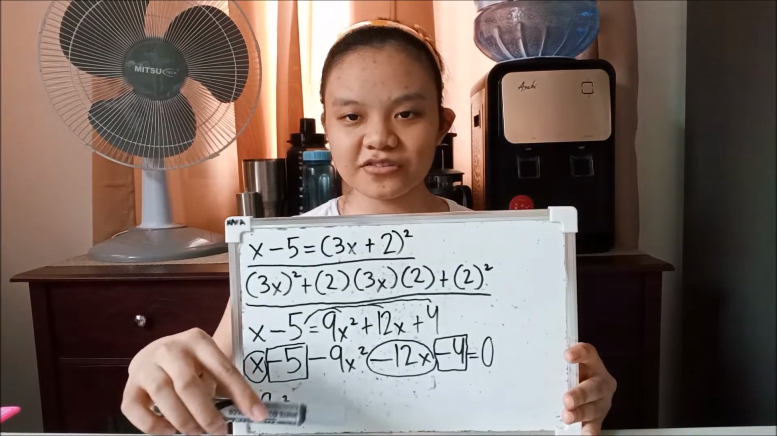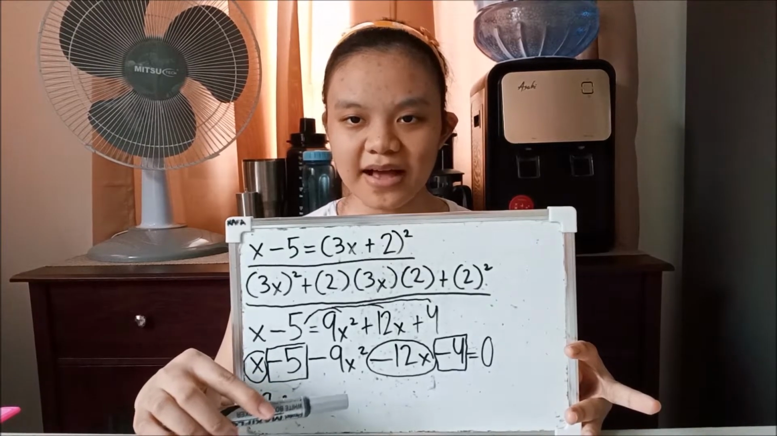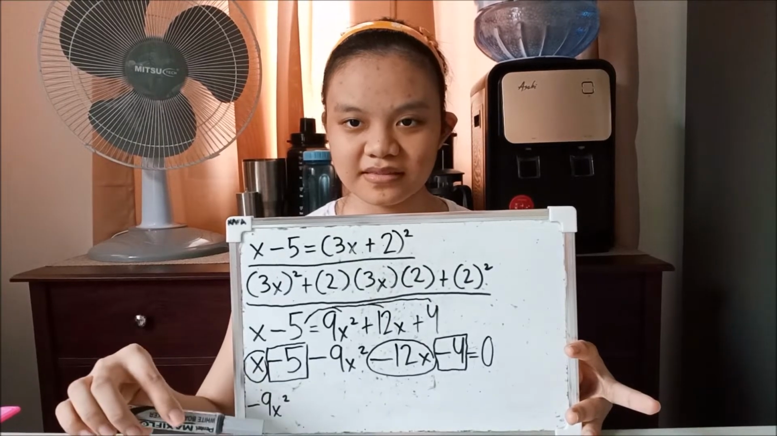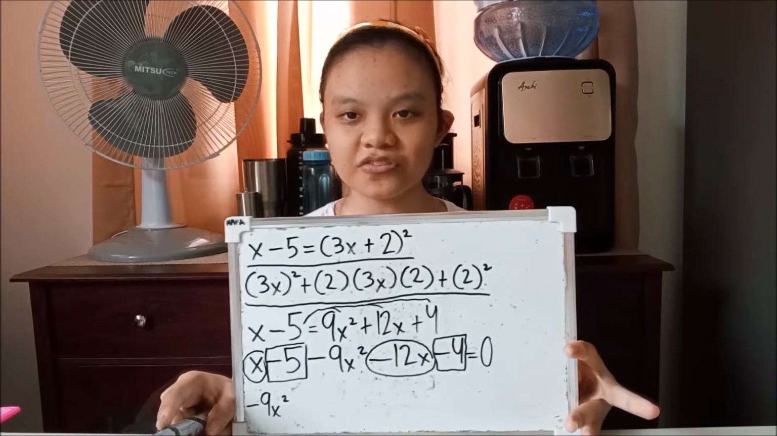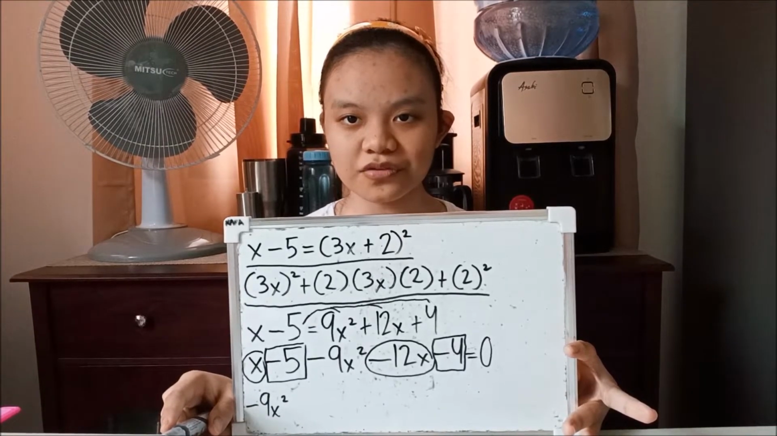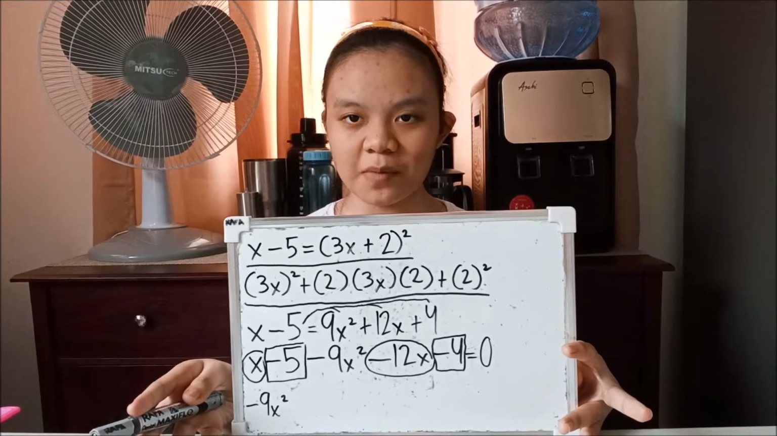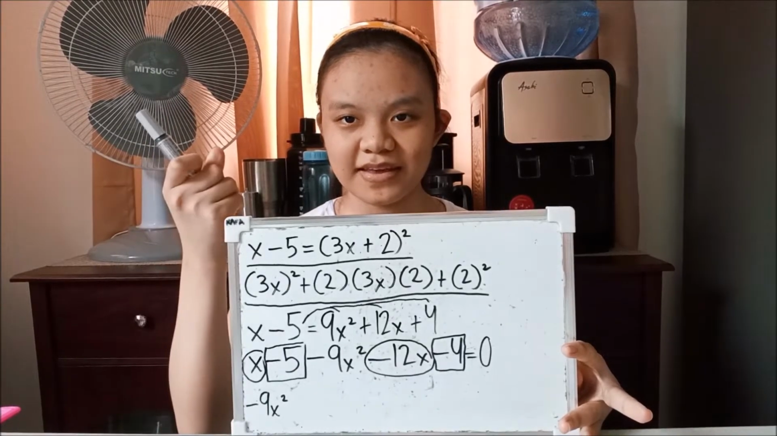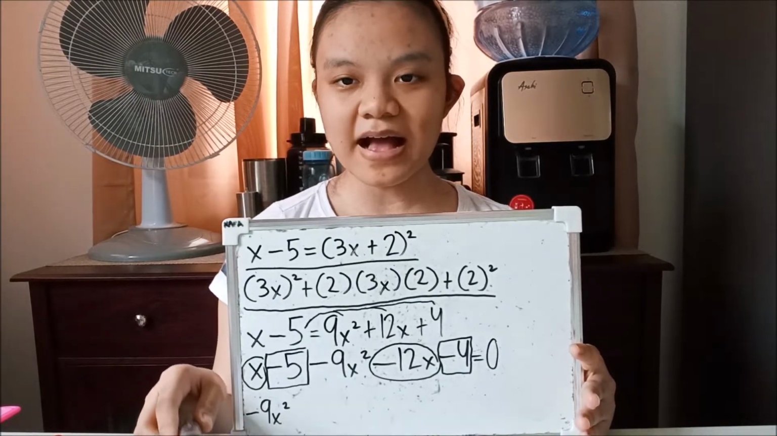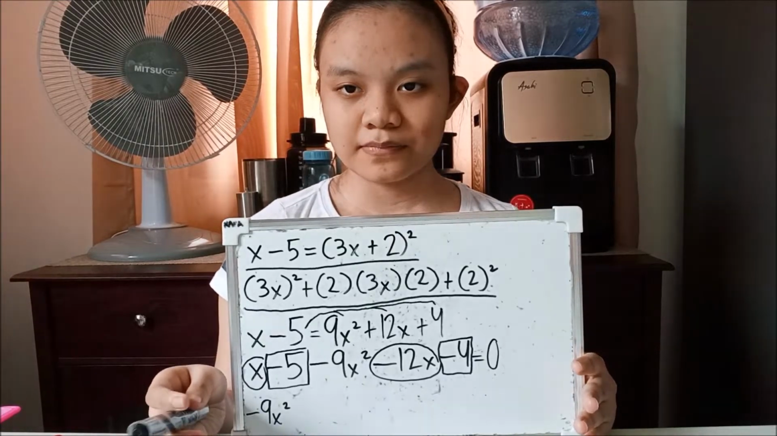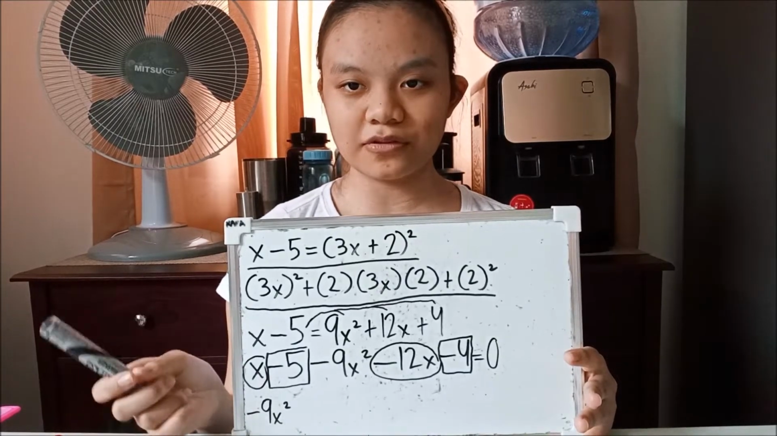Since the 9x squared doesn't have a term like this, like the x squared, I'm gonna have to copy it. This one here, the negative 9x squared. And to solve this part, you have to follow the rules of the integers. And how do we solve that? Well, the operation is addition. Since the x variable and the negative 12x have different signs, we have to subtract them. And the x is equal to number 1.